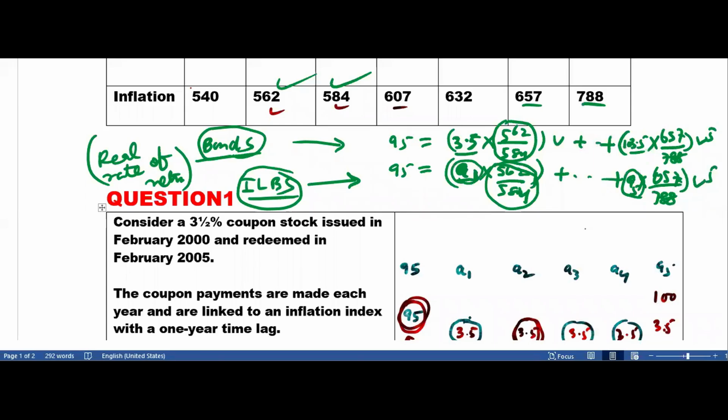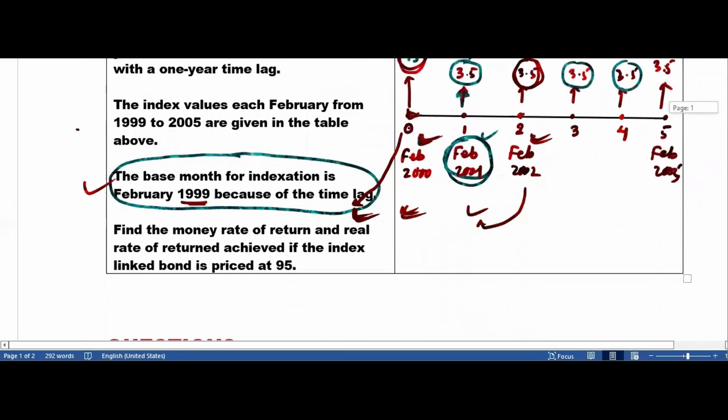Yes? Clarify. How can you know whether you are solving a bond problem or an index linked bond problem? It will be given in the question. Index linked bond, I've written. In the question, it will be given.